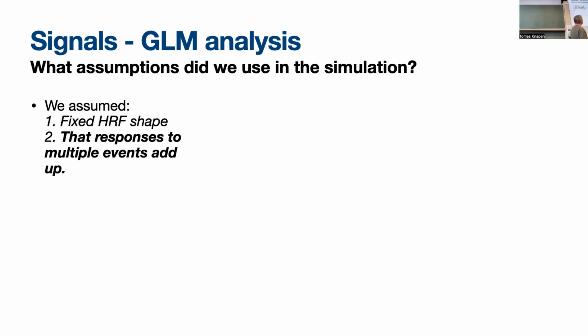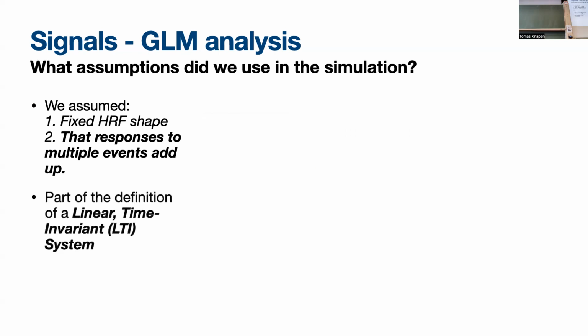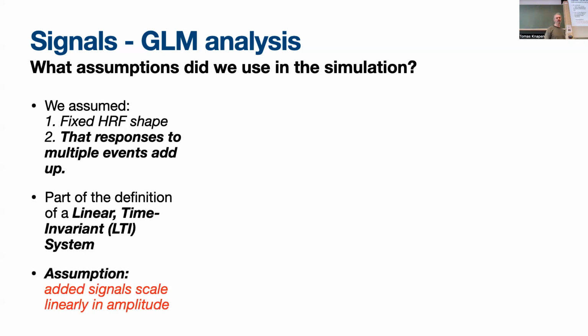Now, there's a technical term for this, and it's like a first year physics type thing that some of you may be aware of or familiar with. But these two assumptions relate to the definition of a linear time invariant system. And you've seen this term, of course, also in the paper that you've been reading. And what this means is that signals scale linearly in amplitude. That just means that we can add them up. Now, we can add them up in multiple ways that I just want to highlight specifically and separately.